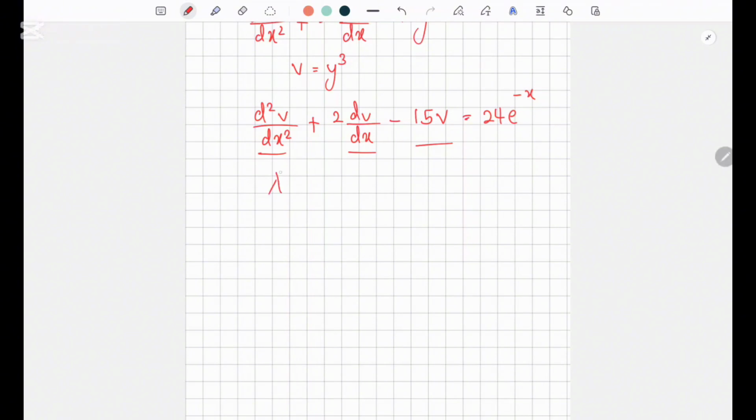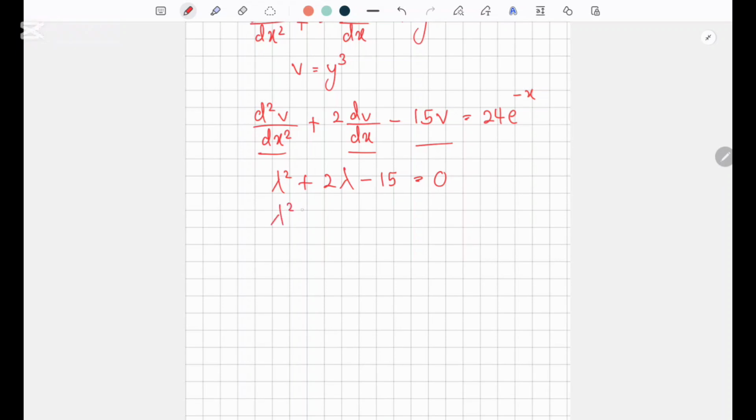So basically solving this, you can write lambda squared plus 2 lambda minus 15 equals 0. You have to solve this quadratic equation to find lambda. I'll show you guys where this is going. So what factors of minus 15 give you 2?